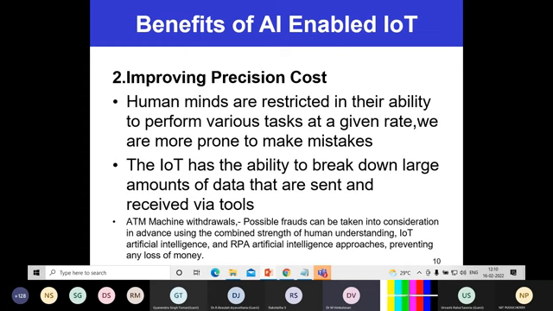Even my credit card was blocked by HDFC yesterday because some international transactions happened without my knowledge. So there are a lot of frauds happening, and now they want to incorporate AI-enabled IoT so that you can avoid such frauds. You can have IoT devices built into the ATM, and by using AI, you can try to avoid this kind of fraud.